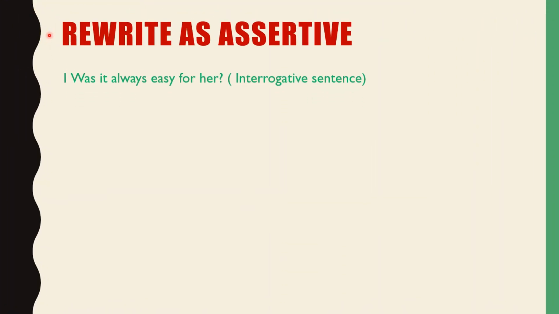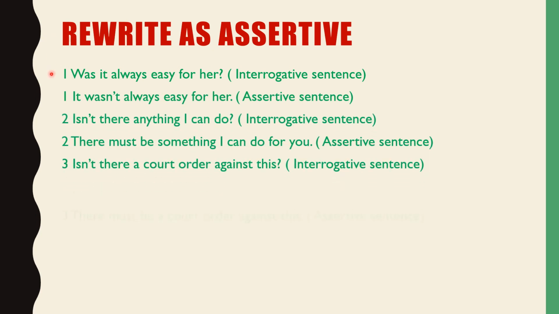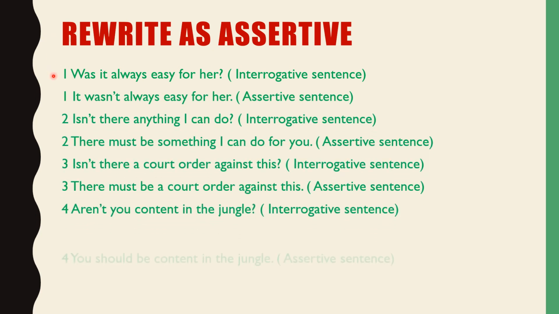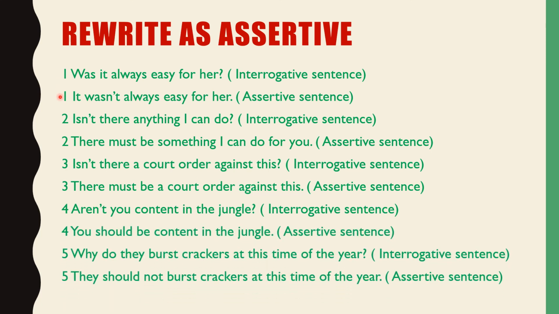Rewrite the following interrogative sentences as assertive sentences. The first example, was it always easy for her? That's an interrogative sentence. You have to change it into the assertive. So the assertive is, it wasn't always easy for her. The interrogative is positive. So therefore you will write the assertive as, it wasn't always easy for her.